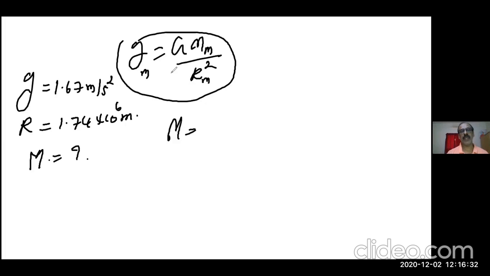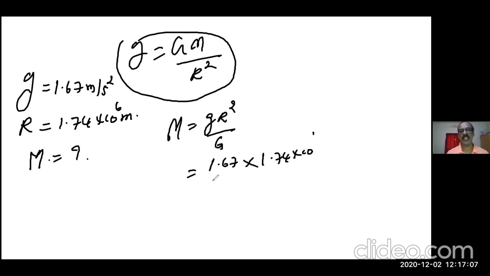Mass of the moon is equal to, here this m, why I'm not writing, because later on you will study mass into mass, like that. So just leave it, you understand that. This mass is equal to g R squared divided by capital G. So g on the surface of the moon is 1.67. Radius of the moon 1.74 into 10 to the power 6. Universal gravity constant same everywhere.